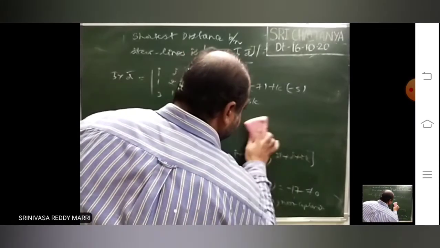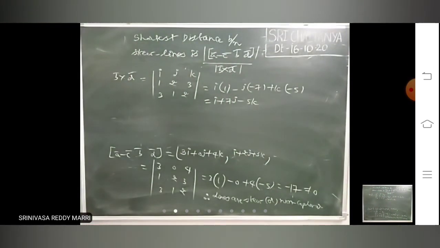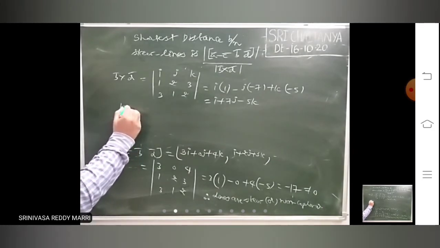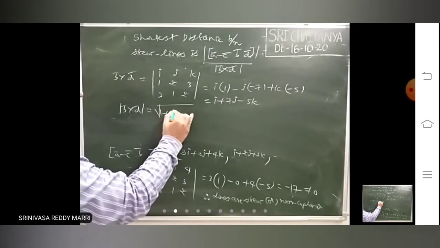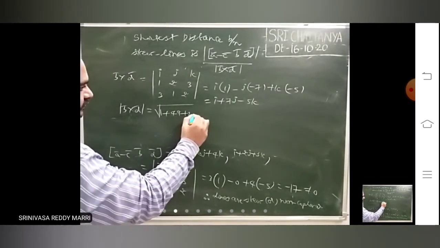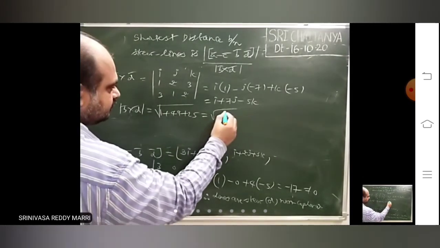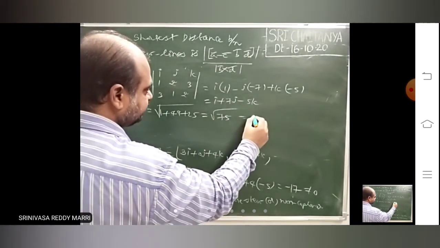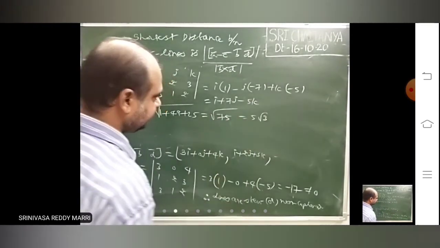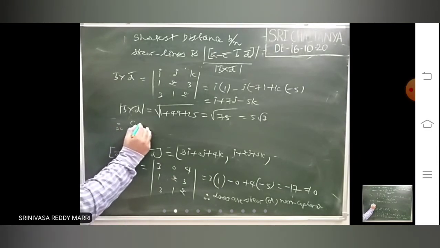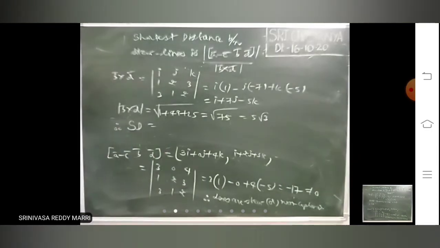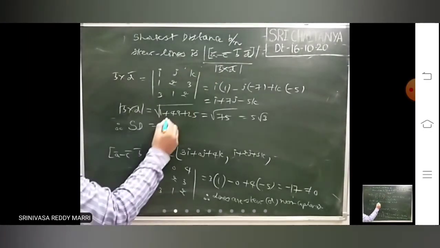Modulus B cross D is nothing but root of 1 plus 49 plus 25. So root of 75, that is nothing but 5 root 3. Therefore shortest distance, simply denoted by SD, equal to, formula is what?